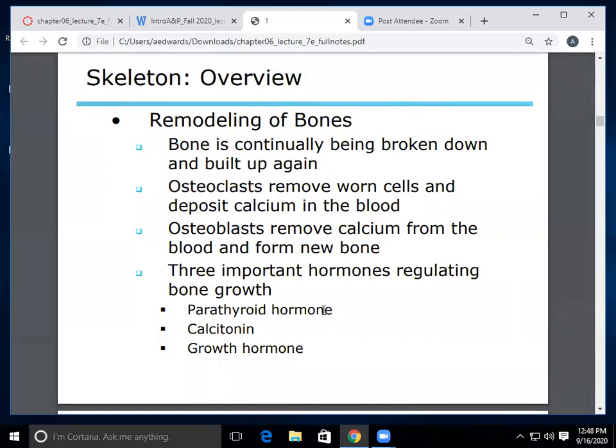All right, so as I mentioned before, there's this dynamic between the osteoblast and the osteoclast, and that remodels the bone over time. So your bone gets broken down and built up. The osteoclasts get rid of all those worn out cells, and they put more calcium back in the blood. And the osteoblasts take calcium from the blood, so use that to make new bone. Okay. So what are some of the hormones that help regulate that process? So parathyroid hormone is involved, calcitonin is involved, and growth hormone is involved.